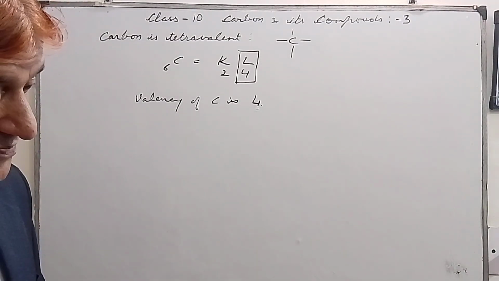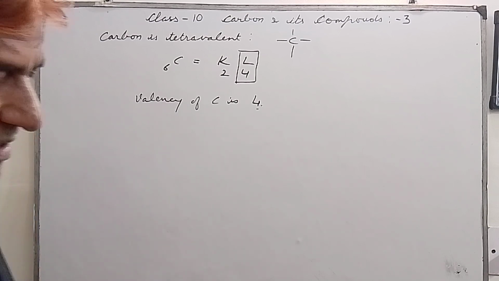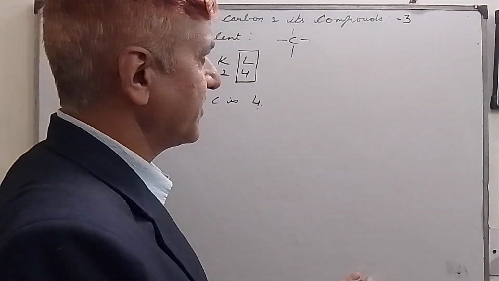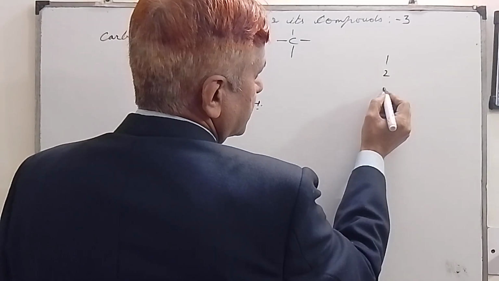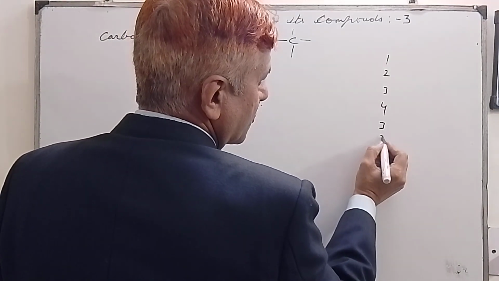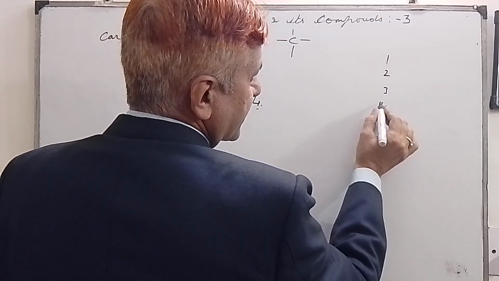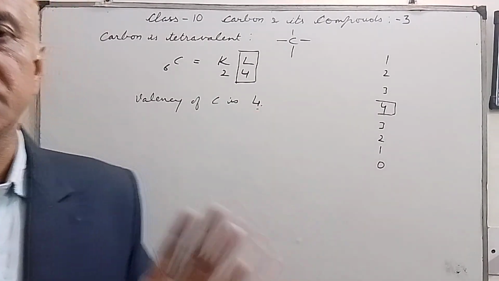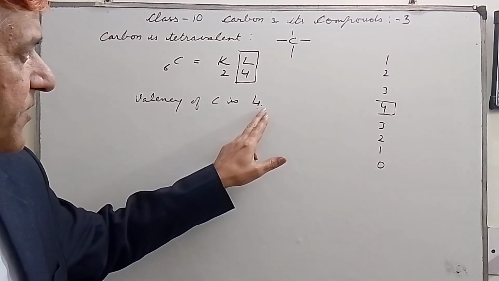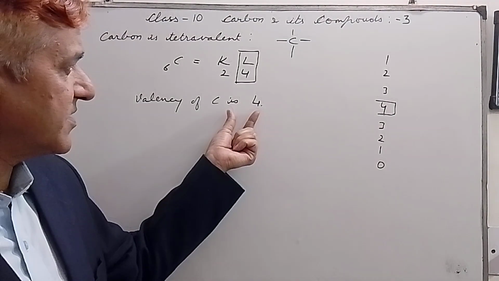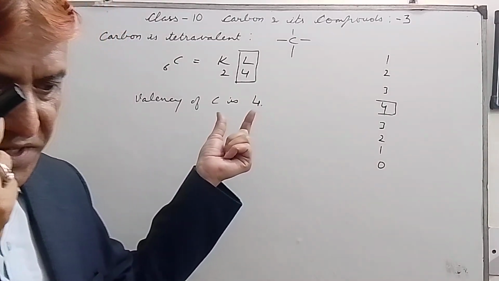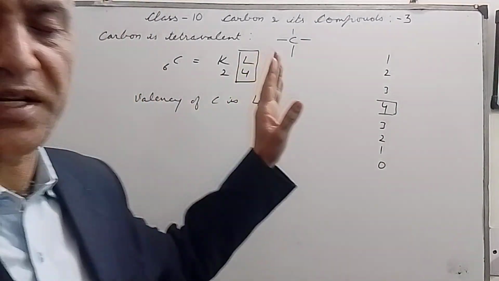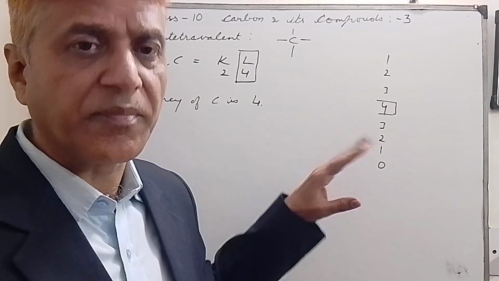Now my dear students, if you remember, I had told you that there was a table which we had made, in which valency were like this: 1 2 3 4, and then 3 2 1 0. So 4 was the maximum valency. So actually valency of carbon is 4, which is very large valency. So what is the effect of this? It means that carbon can combine with 4 atoms at a time, different atoms or same atoms it can combine.